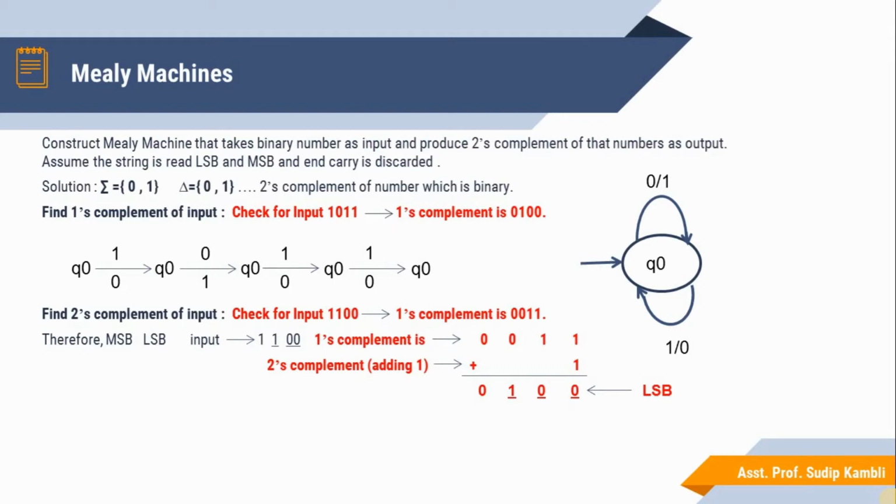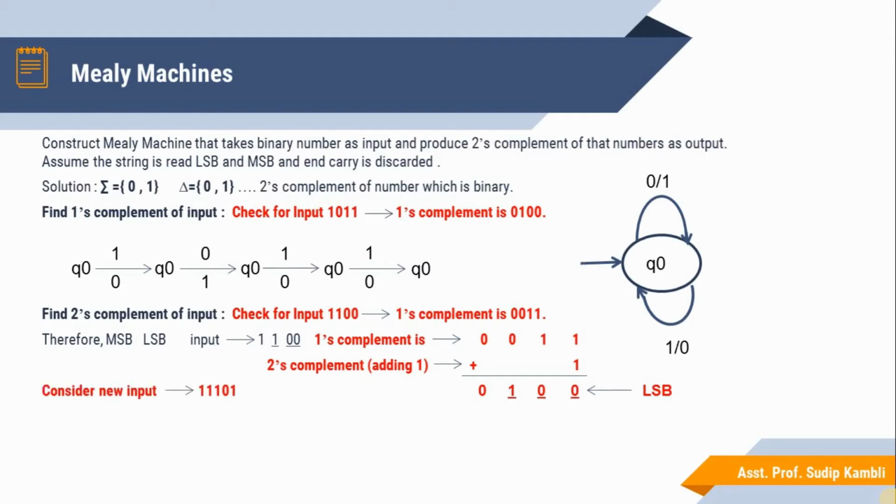So 1 plus 1 is 0, carry forward 1. 1 plus 1 is 0, carry forward 1. 1 plus 0 is 1, and 0 is similar. The output string, the 2's complement, is 0 1 0 0, with the least significant bit on the right.